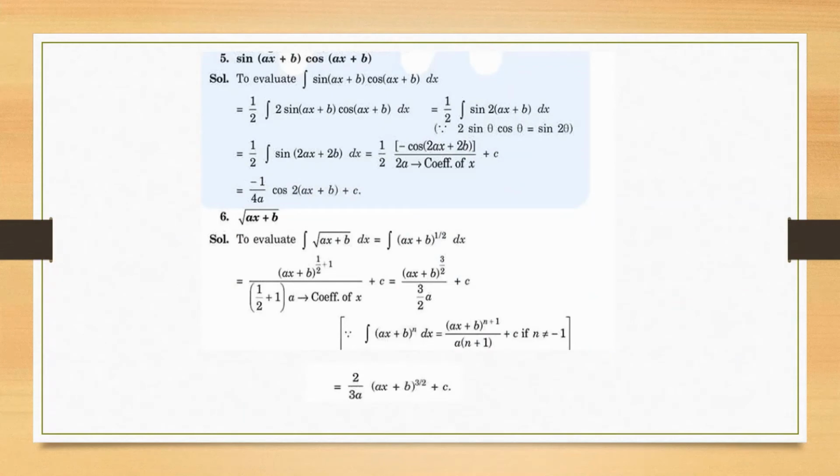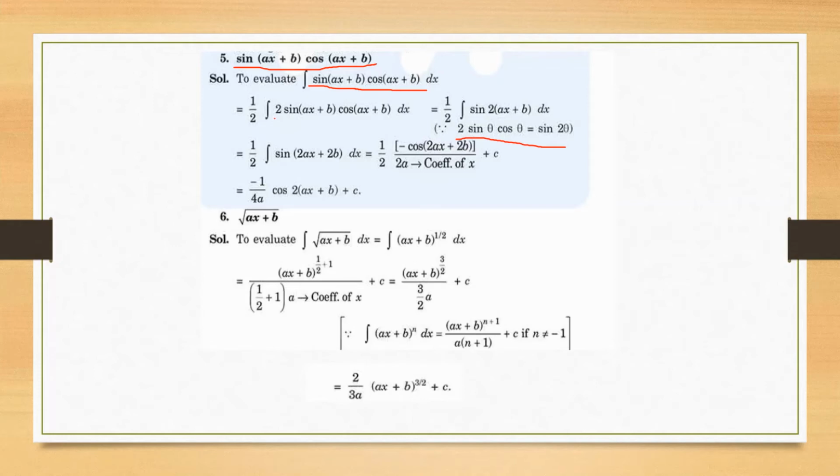Number 5 is sine. Whenever sine and cos are together, and both are having the same power, you can put any one of them, right? It is your desire. You can put any one of them as t. That is one method. The other is, as both are having the same angles, means thetas also, by multiplying and dividing by 2, you can make it as 2 sin theta cos theta is sin 2 theta, right? So it can be written as sine of 2 times ax plus b, right?